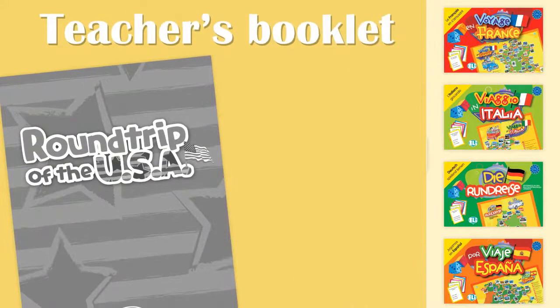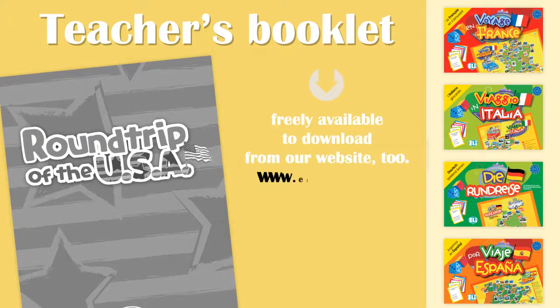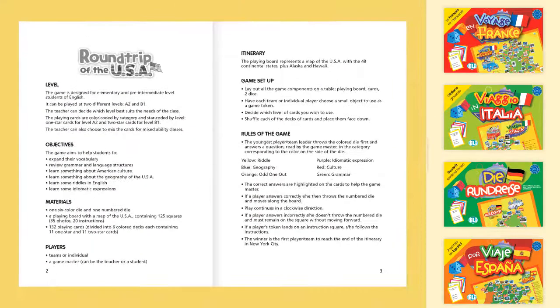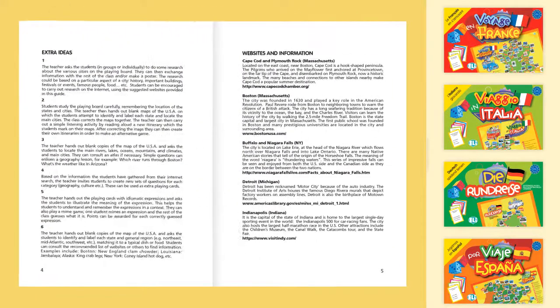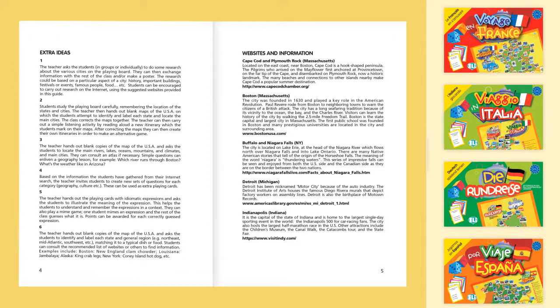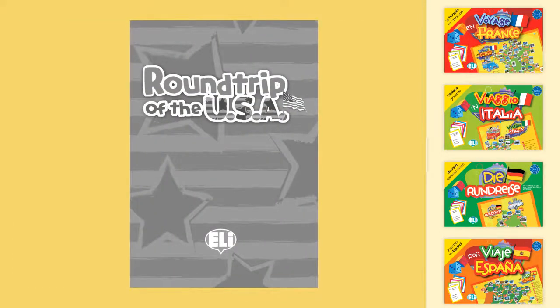The teacher's booklet with the game rules is included in the box and also downloadable from the website. The booklet also contains a full page of extra ideas and alternative ways to use the game content, as well as basic information on all the places and cities shown on the board with useful website links for classwork. So pack your bags and off to a round trip of the USA.